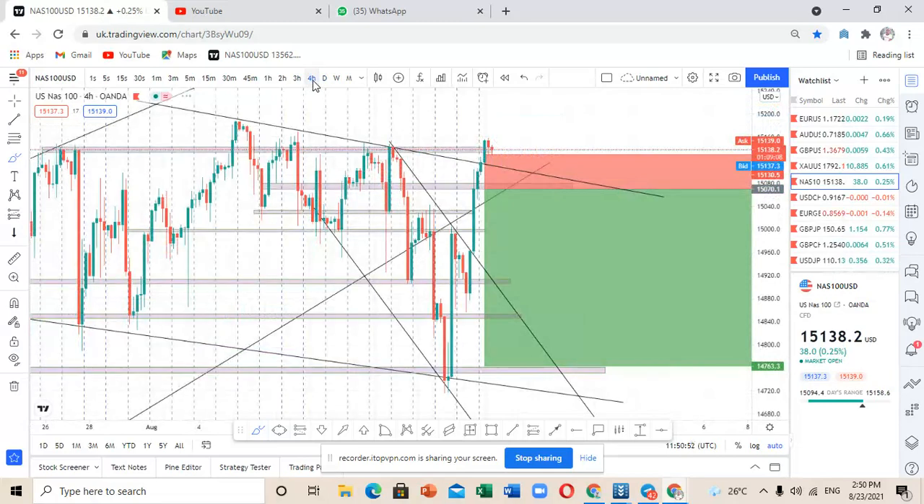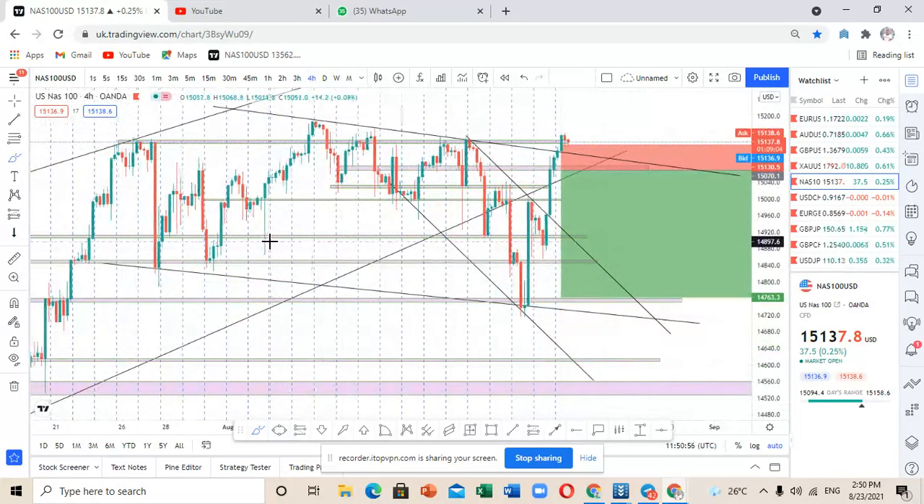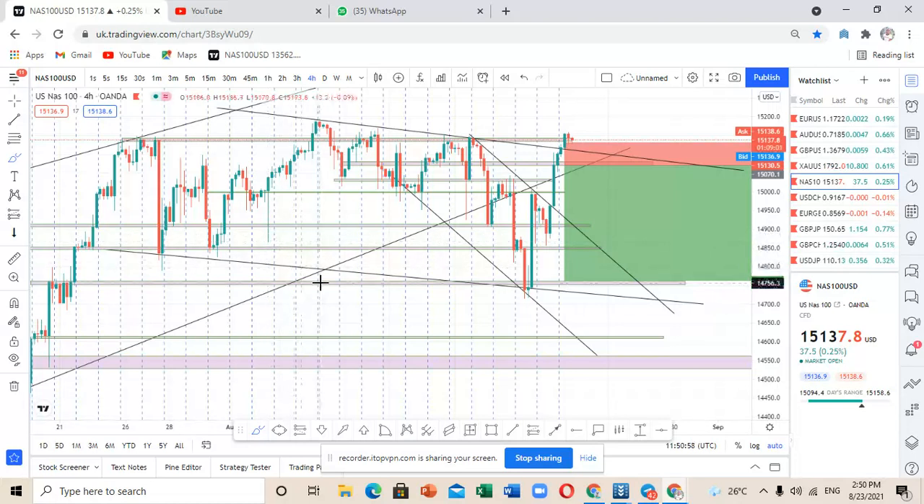If I move into the hourly time frame, you can see that the markets have been moving in between these two trend lines, the trend line that is here and the trend line that is here. In between, you have a strong point of support like this, and you also have a very strong point of resistance in these areas that are here.